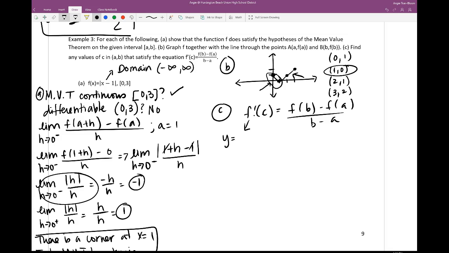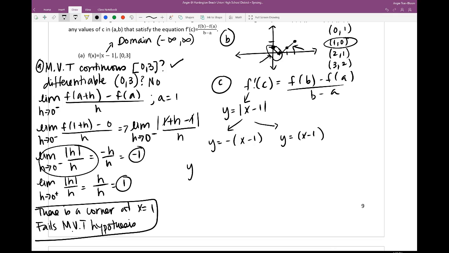So y equals the absolute value of x minus 1. But as you know, if it's an absolute value, y can be negative x minus 1 and y can be positive x minus 1. So when you're doing the derivative, y prime is going to be negative 1 when x is less than 1, but the restriction was from 0 to 3. So greater than or equal to 0, but less than 1.